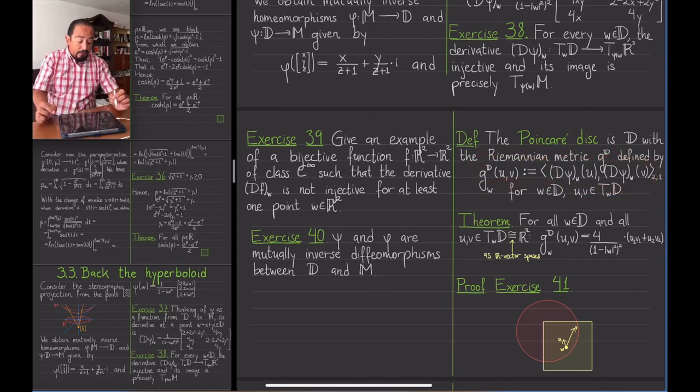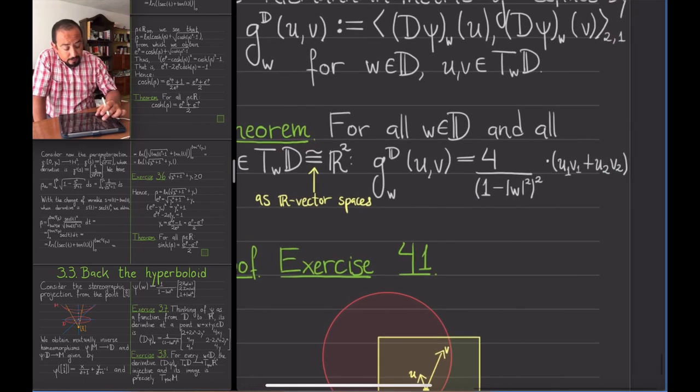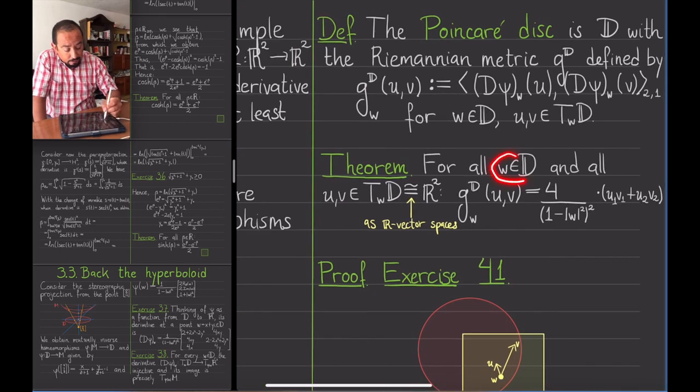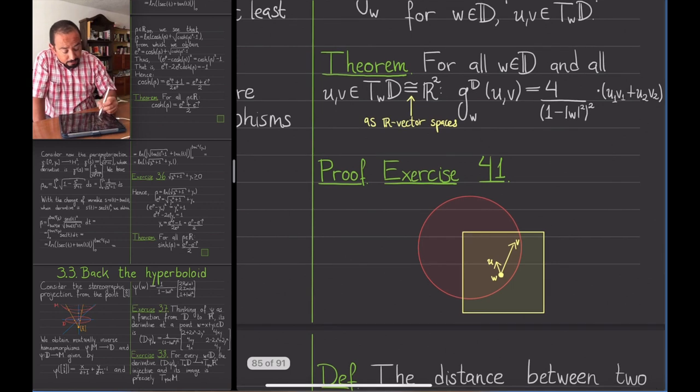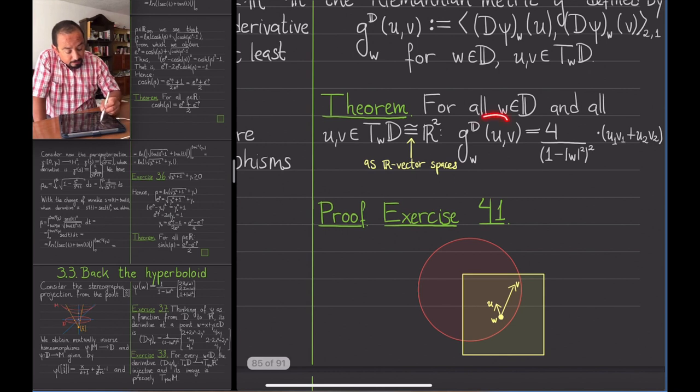And of course, one of the first things one tries to do is to have an explicit formula. So here is the explicit formula, for any point in the Poincaré disk and any two tangent vectors to the disk at the given point. The picture is something like this. The formula for this inner product in terms of these vectors and the point is this one.